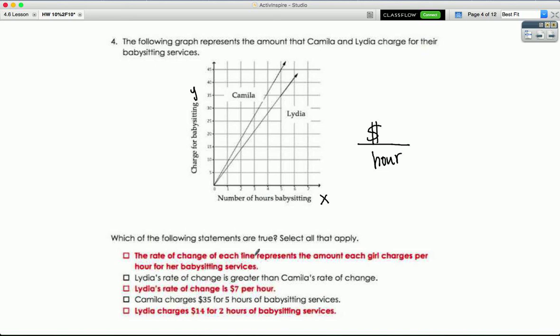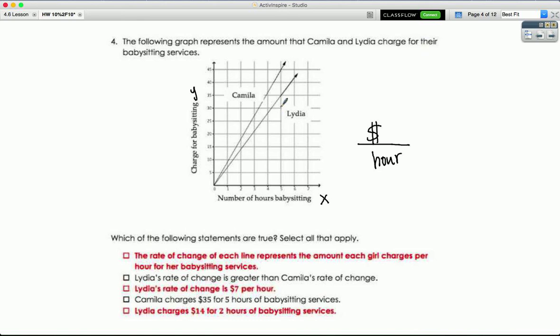Lydia's rate of change is greater than Camilla's rate of change. Well, if that were the case, then Lydia's line would be steeper, or like above Camilla's line. That is not the case. If I actually went in and found some good points and found out how much Camilla charges per hour versus Lydia's, it's going to be more. Lydia's rate of change is $7 per hour.